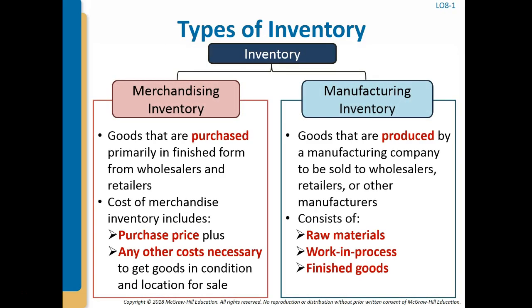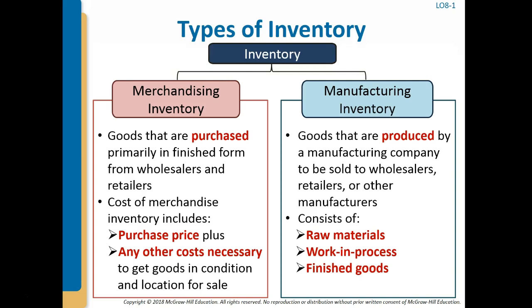There are two types of companies that we're going to be dealing with: a merchandising company and a manufacturing company. Each has unique types of inventory. For merchandising inventory, wholesale and retail companies purchase goods that are primarily in finished form. These companies are intermediaries in the process of moving goods from the manufacturer to the end user. They often are referred to as merchandising companies, and their inventory as merchandise inventory.